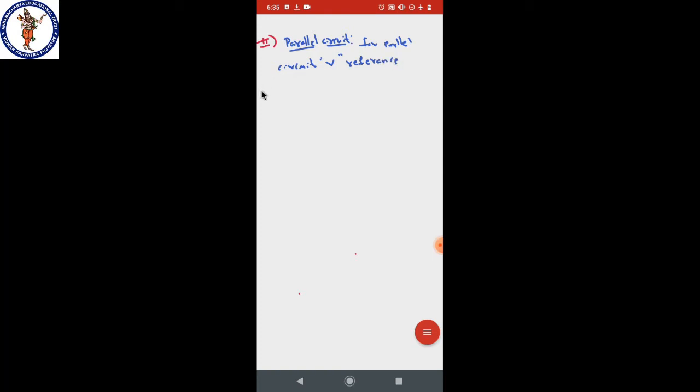Okay, now I will go for the RL parallel circuit. Now I will go for the RL parallel circuit. Here I take voltage as the reference.